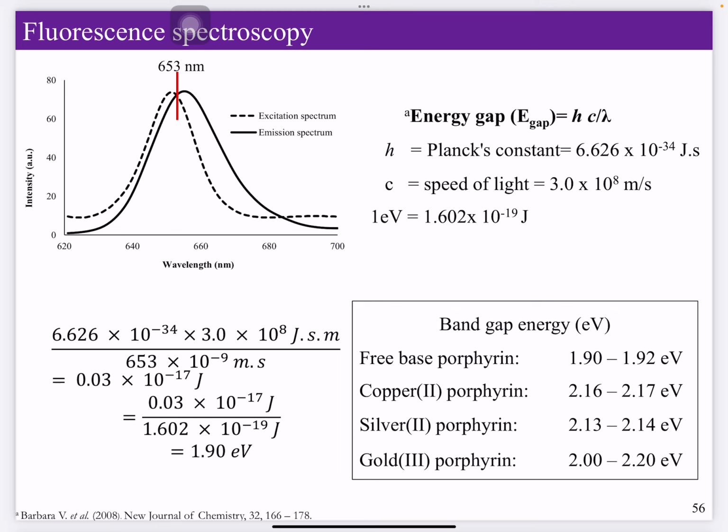energy. The band gap energy for the free base porphyrins is in agreement with the previous report, ranging from 1.09 to 1.92. And for the copper, silver, and gold porphyrins, the values are shown in the table here. The gold porphyrins show a very small band gap compared with the others.